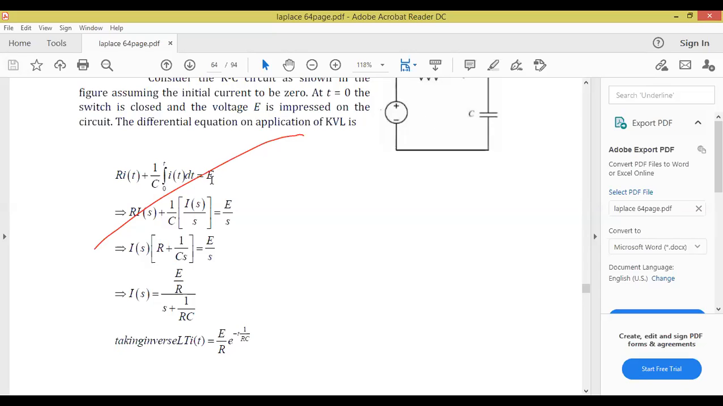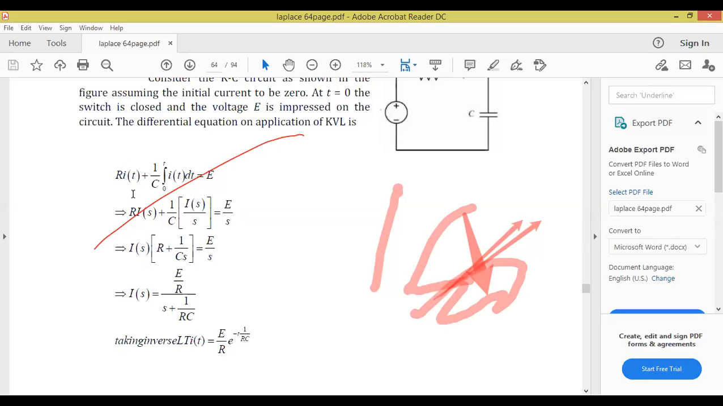Okay, constant voltage. So what is the Laplace transform of 1? The Laplace transform of 1 is 1 by S in the frequency domain. So therefore we are getting here E by S. Laplace transform of 1 is 1 by S, so E by S. Now what is the Laplace transform of I of t? A resistor will not store energy. Therefore the resistor is represented as it is.